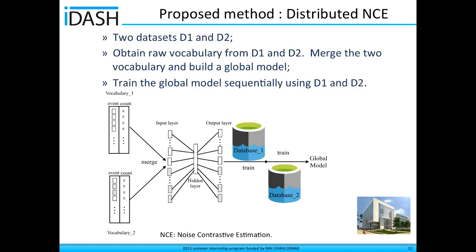The last method we propose is called distributed NCE, noise contrastive estimation. Again, assume I have 2 data sets, D1 and D2. I first obtain the raw vocabulary from D1 and D2, then I merge the 2 vocabularies. I use these to build a global model in the middle, and I train the global model sequentially. First, I train it using database 1 and then database 2.